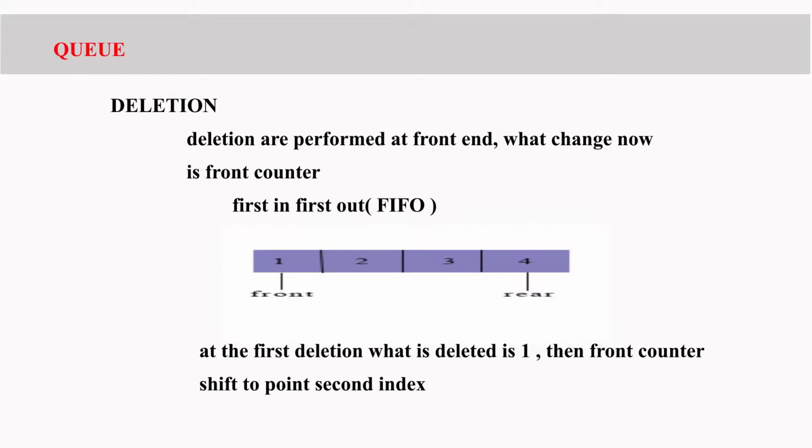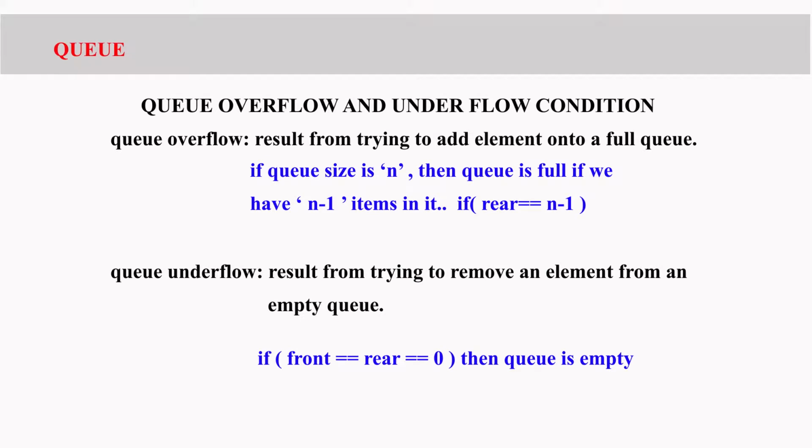But before doing insertion or deletion, we have to check the queue overflow and underflow conditions. Queue overflow results from trying to add elements into a full queue. For example, if we have a queue of size n, then the queue is full if we have n minus 1 items in it. Simply we say, if rear is equal to n minus 1, then the queue is full. Therefore, if we try to add an element into a queue with this condition, an overflow will occur.